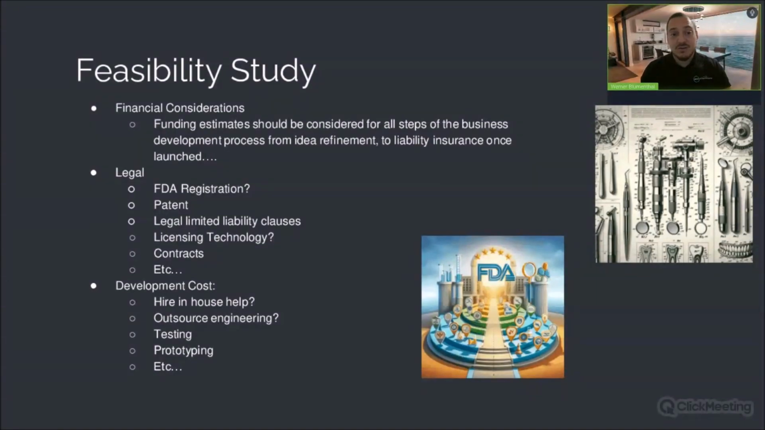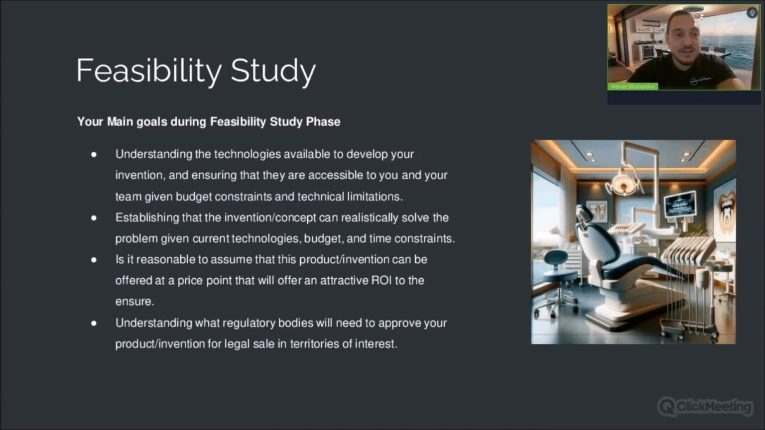Developing the product, like I mentioned earlier, and then also sales and marketing is something that a lot of people kind of forget. They just say, okay, well, I'm going to develop it. They end up with a warehouse full of product that nobody knows about, and you definitely don't want to end up in that. So again, the main goal here is to understand the technologies available to develop your product, given your budget constraints.